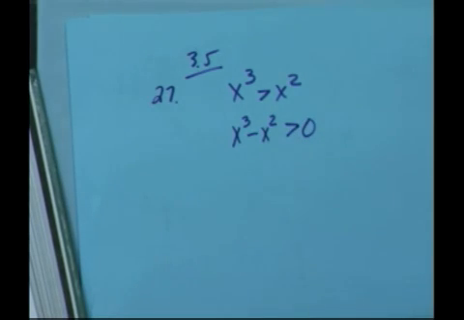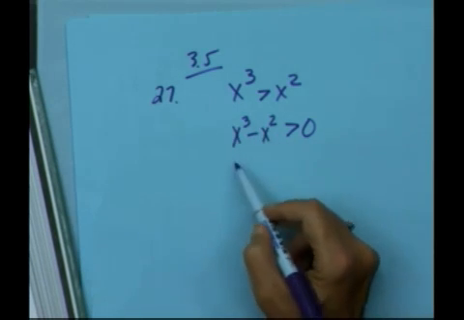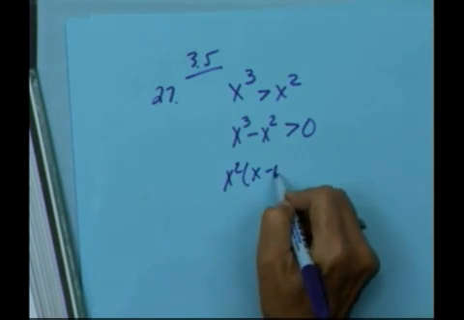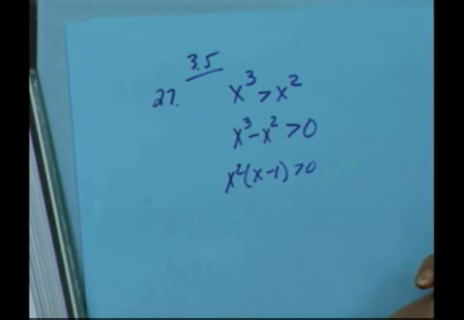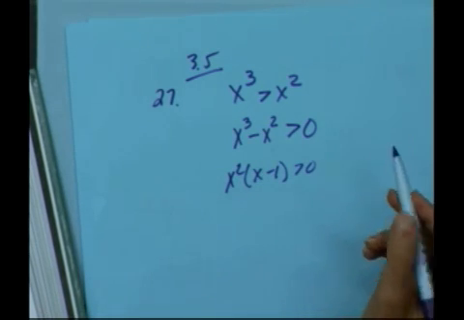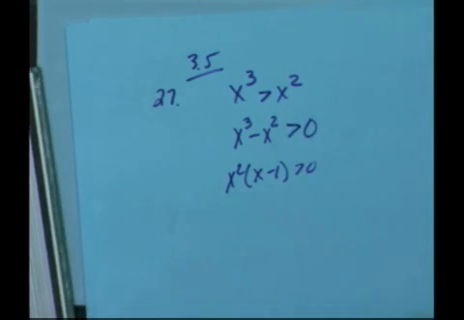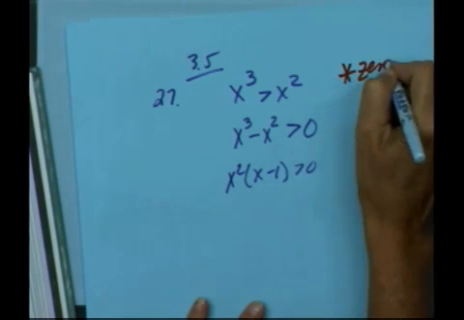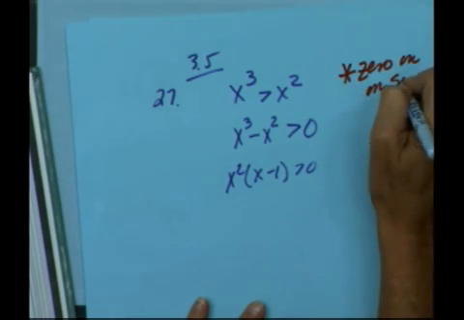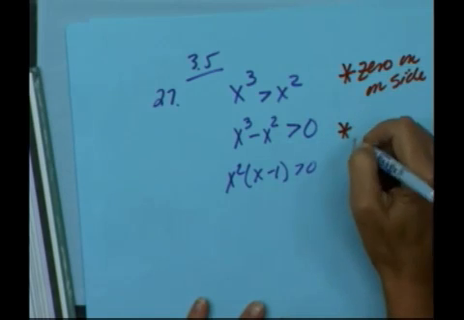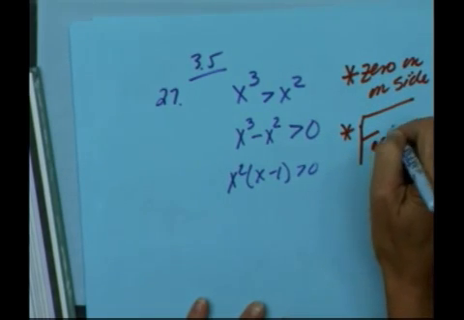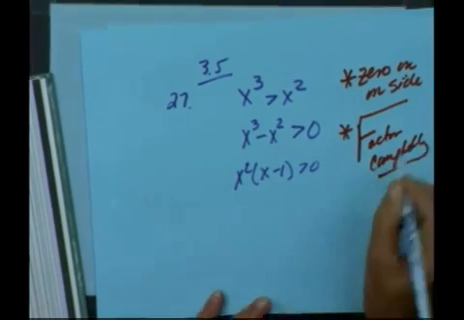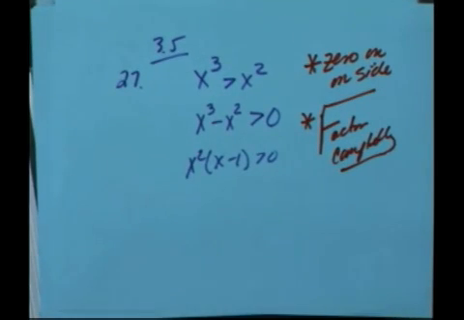So once you get a 0 on one side, what's the next rule? Factor. Can you go from there? Okay. All right, let's write in red. 0 on one side. And then second thing, the big F word, factor completely. Okay? Is that good? Get you going?